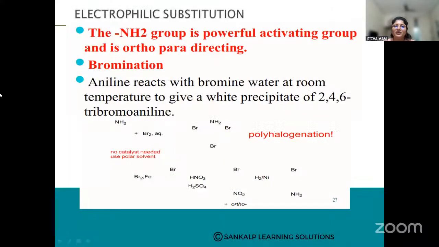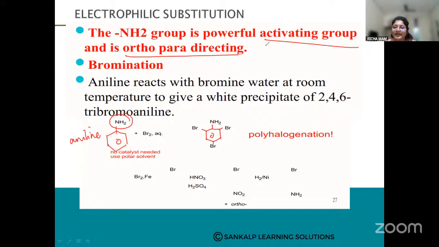Here, when you see amine, the simplest is aniline. In aniline, you can see the NH2 group. This NH2 group is an activating group and it will activate your benzene ring at the ortho and para positions. Whatever the incoming electrophile is, it will be directed to the ortho and para positions. So NH2 group, it is what?